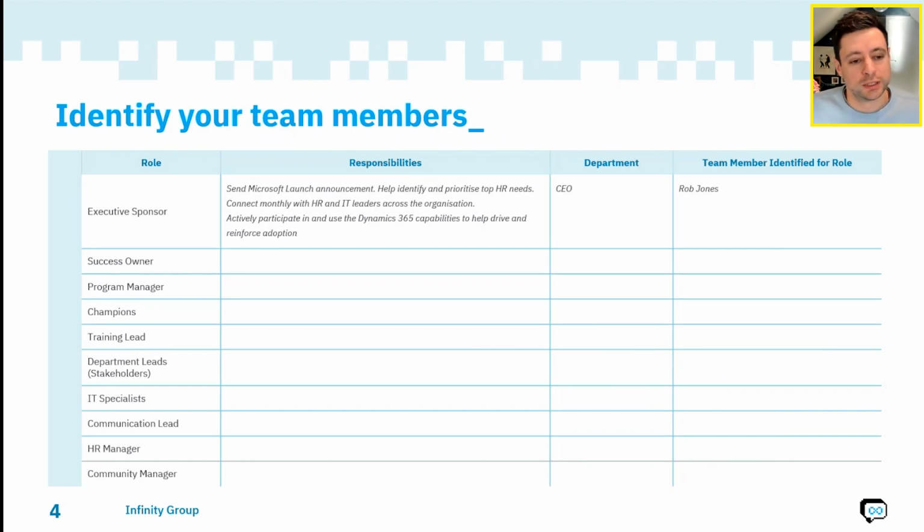In smaller deployments, some of those roles might be fulfilled by the same individual. And for larger teams, we might have multiple champions and training leads, for example. But it's important that each of those roles is filled by someone and they know what their responsibilities are and what their part's going to be in this project.